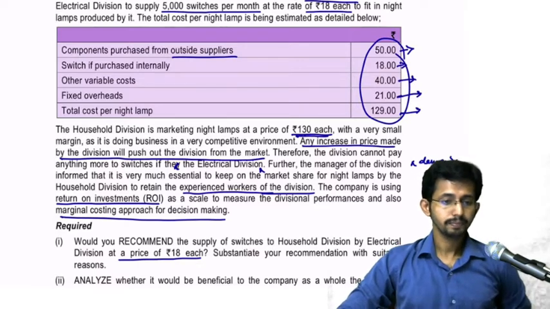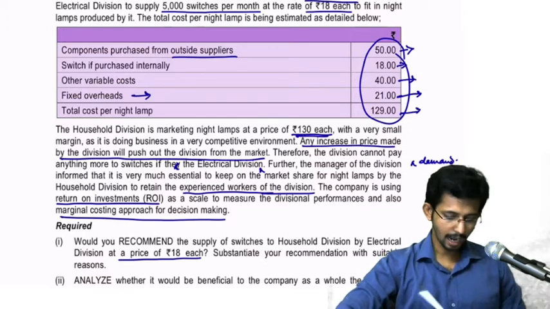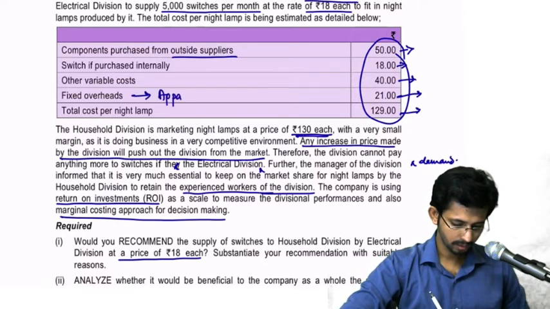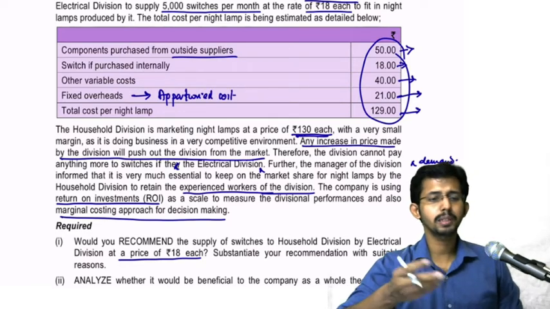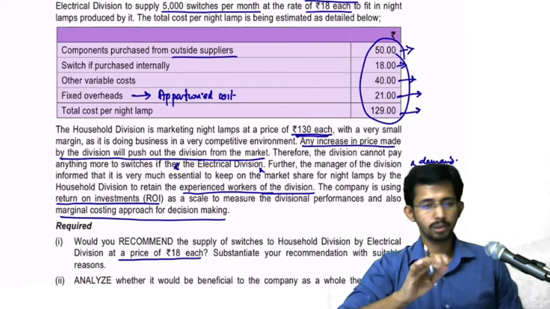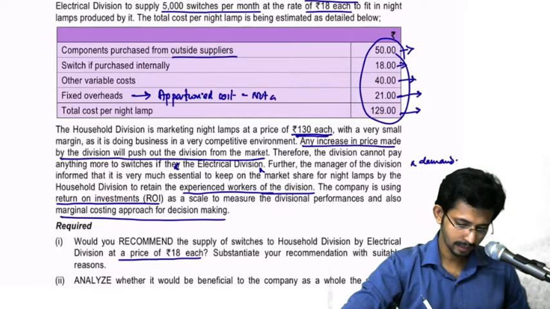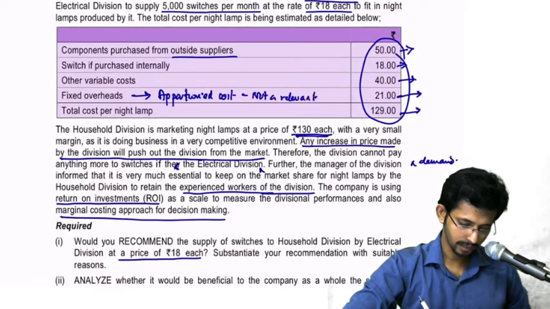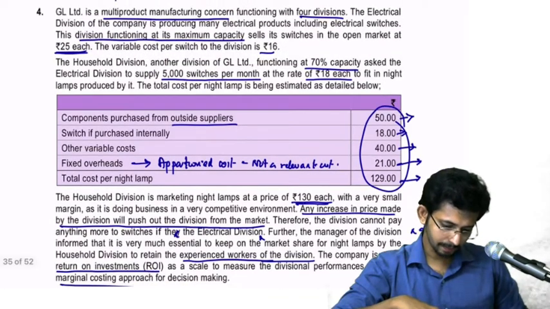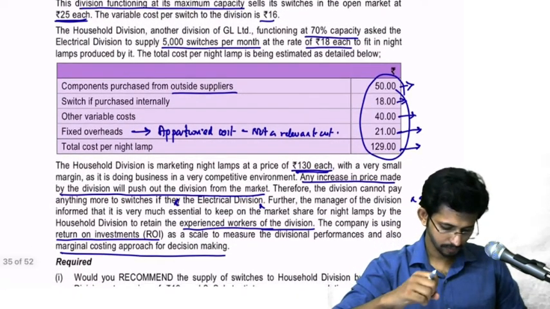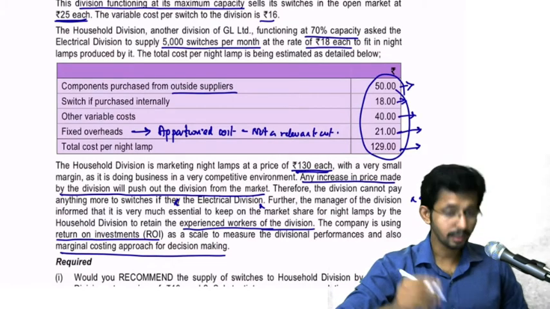Now this fixed overhead is basically an apportioned cost. It is an apportioned cost which will be incurred irrespective of whether this lamp is sold or not. So it is not a relevant cost.